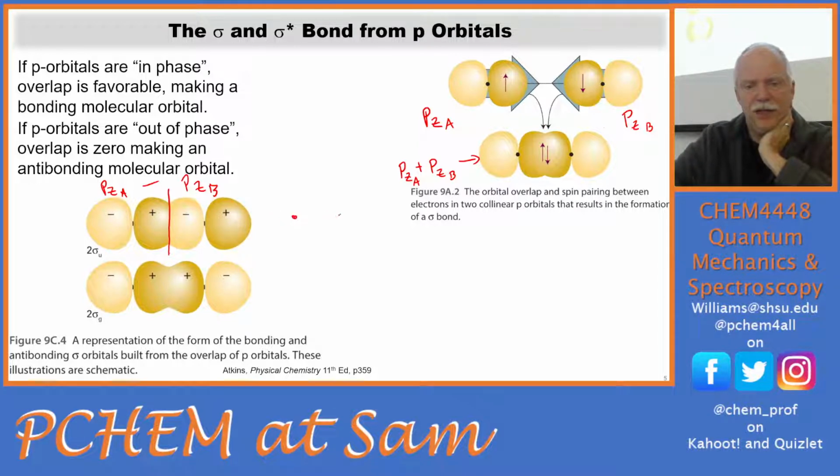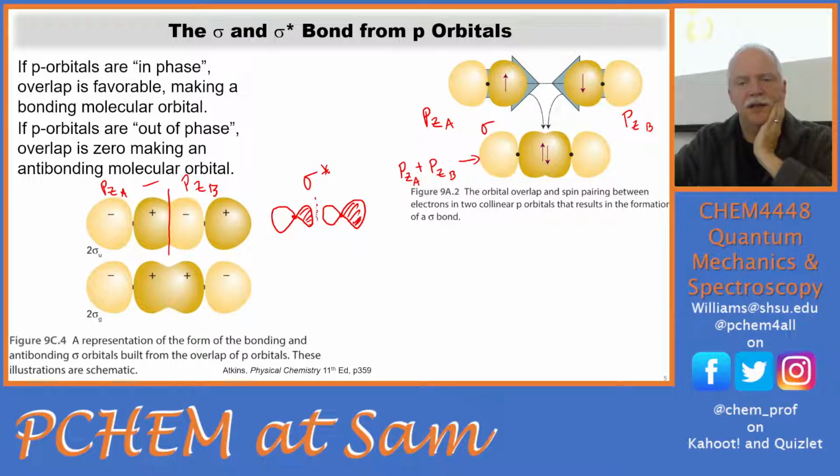Here's my two nuclei, and I would draw a big old lobe on this side, and then kind of a squished one on this side, and a squished one on this side, like that. So that would be a decent picture for the sigma star. And so this one's a sigma bond, this one's a sigma star bond.